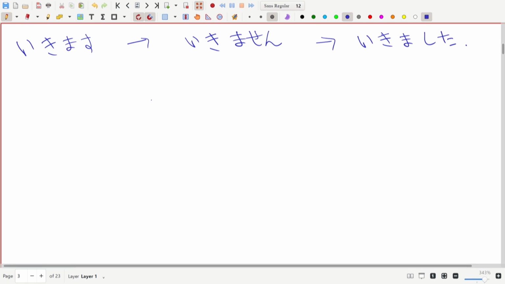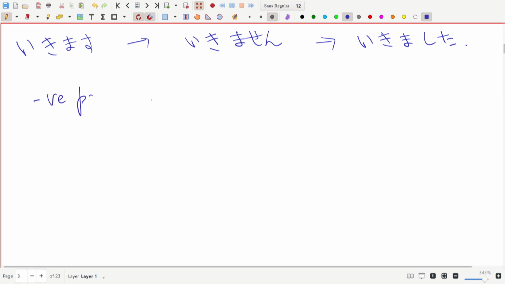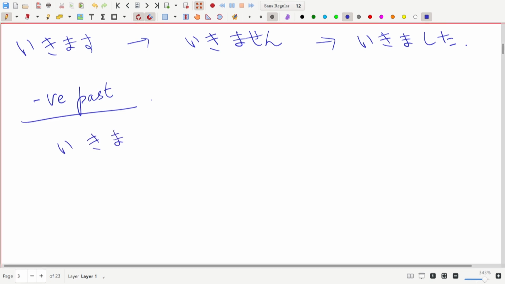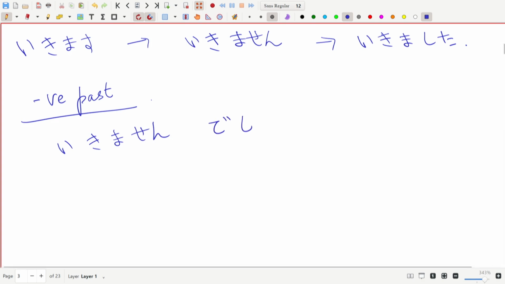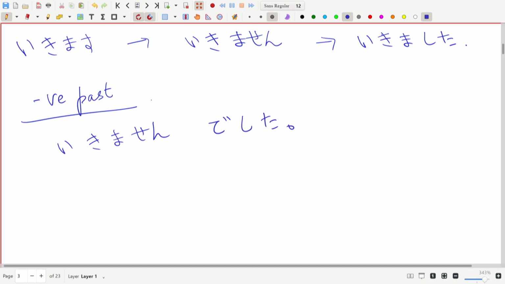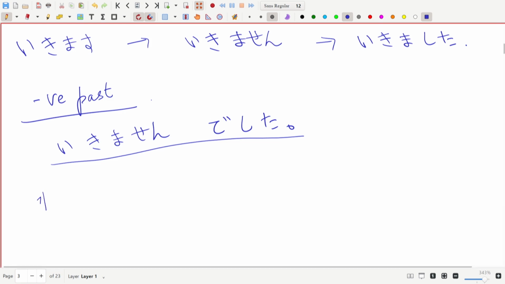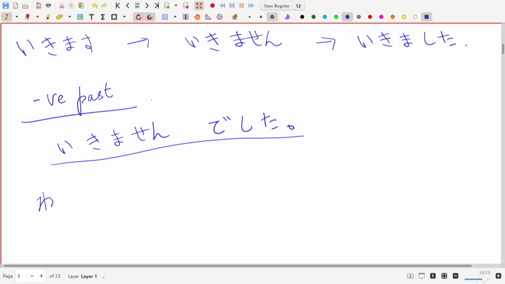And if we want to change this verb into a negative past, how will we change it? Then negative past will be ikimasen. We'll copy it from here, the negative, and for past we will put deshita. So this is the negative and past form both. Okay, so let's make a sentence. I didn't go to Japan. I haven't gone to Japan. No, I didn't go to Japan.